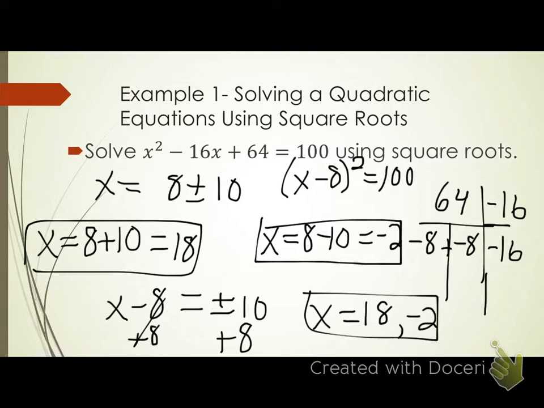Questions on example 1? We okay with that? All it's saying is if we have a perfect square trinomial, I can still use the square root method to solve my equations. Okay? Can I move on?